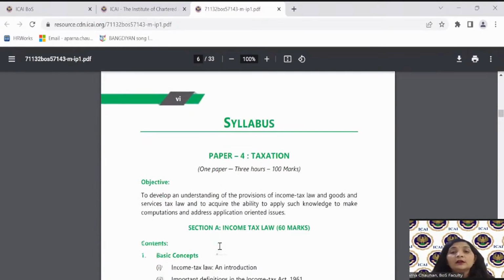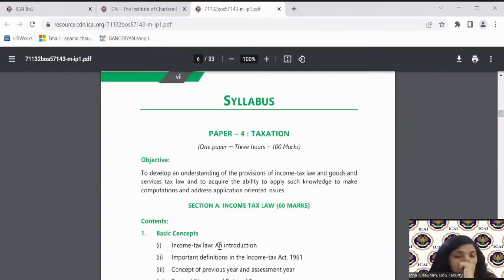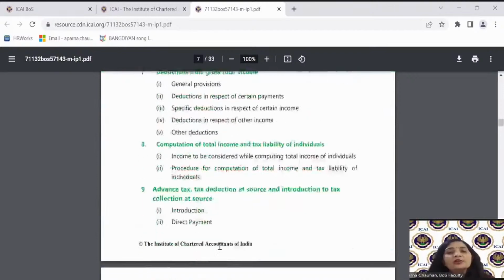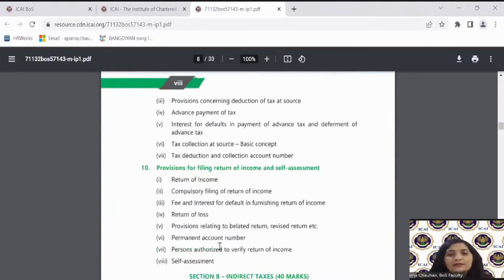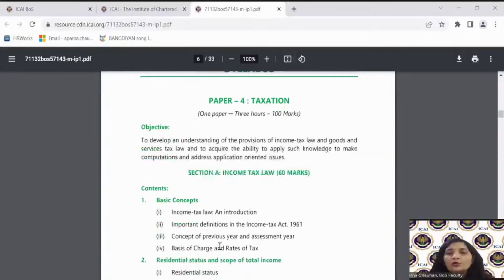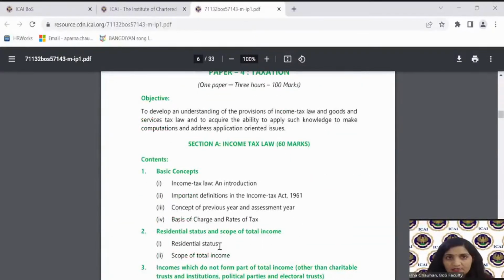One more thing relating to income tax law. This is very important, of course, that paper 4 is divided into 2 sections. Section A is income tax law, 60 marks, you know it. And section B is on the GST portion, that is for 40 marks, right? Indirect taxes, 40 marks. Now it's 60 marks. There are 10 chapters in your study mat, but of course, chapter 4 contains 5 units, and it becomes 14 chapters overall.